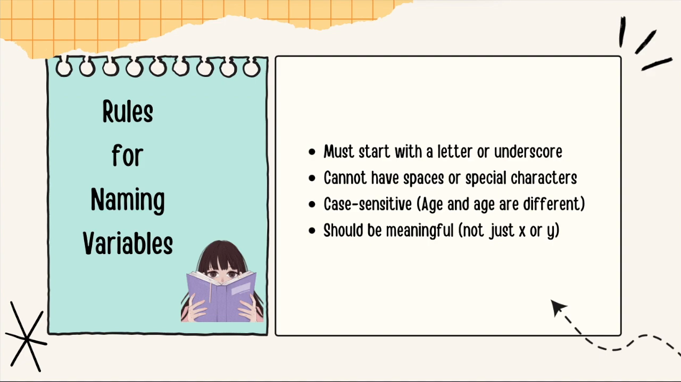Now, what are the rules for naming variables? A variable must start with a letter or underscore. We cannot have spaces or special characters. Variables are case sensitive, that is, age with the capital A and age with small a are different. Variables should be meaningful, not just X or Y.